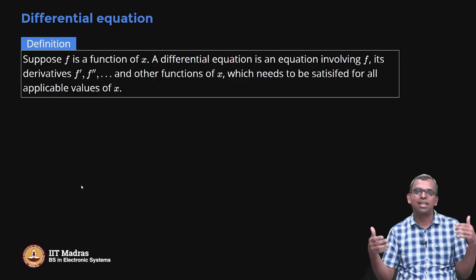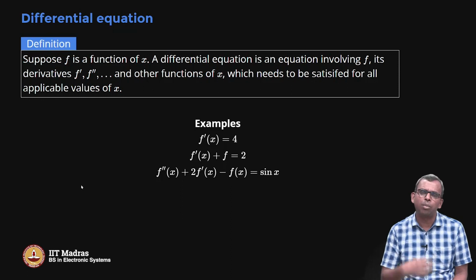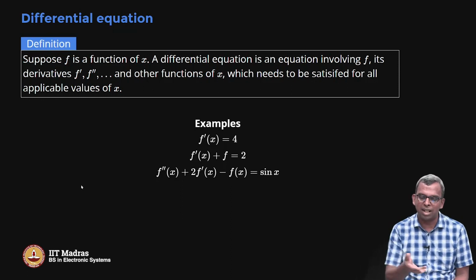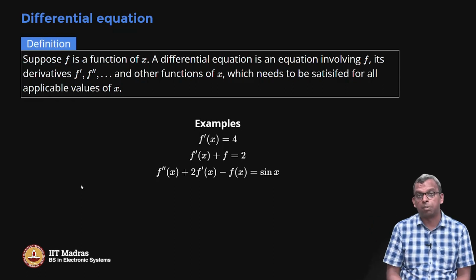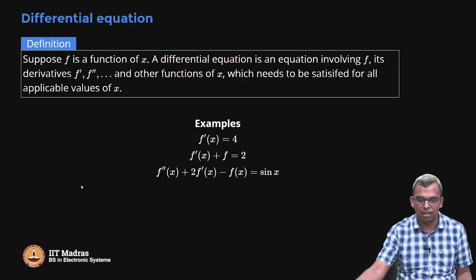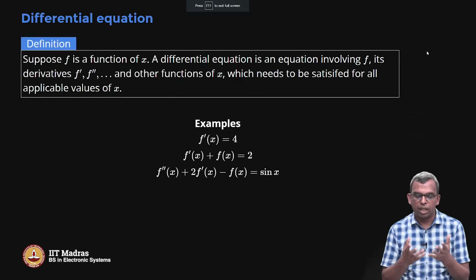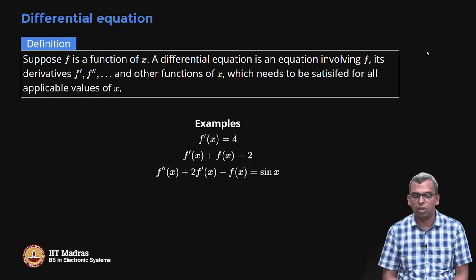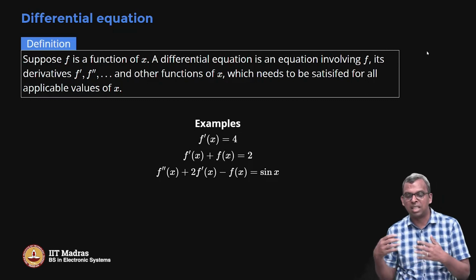So it's a different kind of relationship, and we will look at techniques for how to solve simple such equations. But before that, I want to convince you that these kinds of equations show up all the time in practice. Here are some examples. f prime of x equals 4. This could be one equation. f prime of x plus f of x equals 2. Notice I wrote f here, but of course that's f of x. Here are a bunch of examples. f prime of x equals 4 is an example, f prime of x plus f of x equals 2 is an example, and f double prime of x plus 2 f prime of x minus f of x equals sin x is another example.